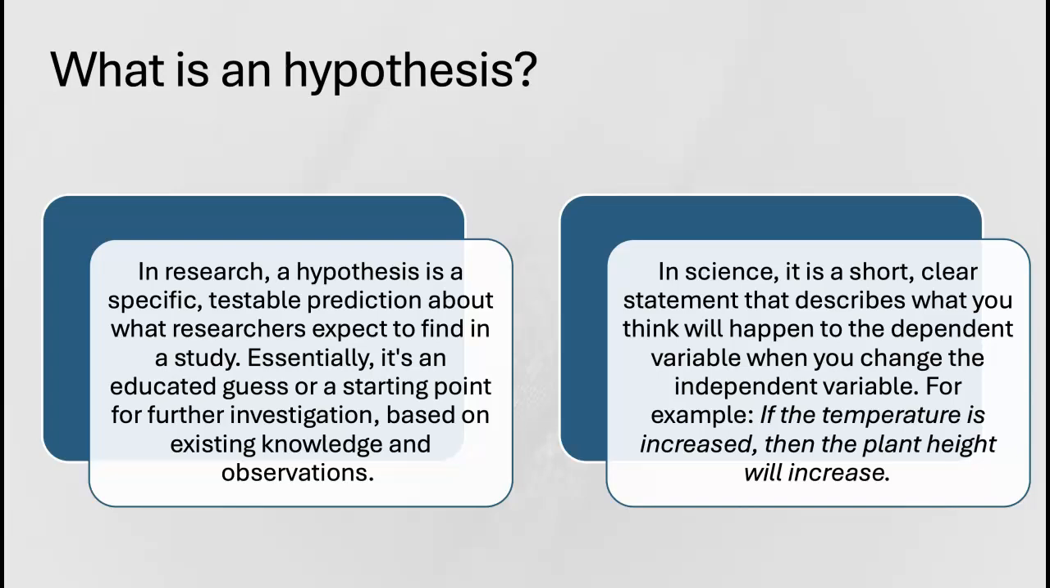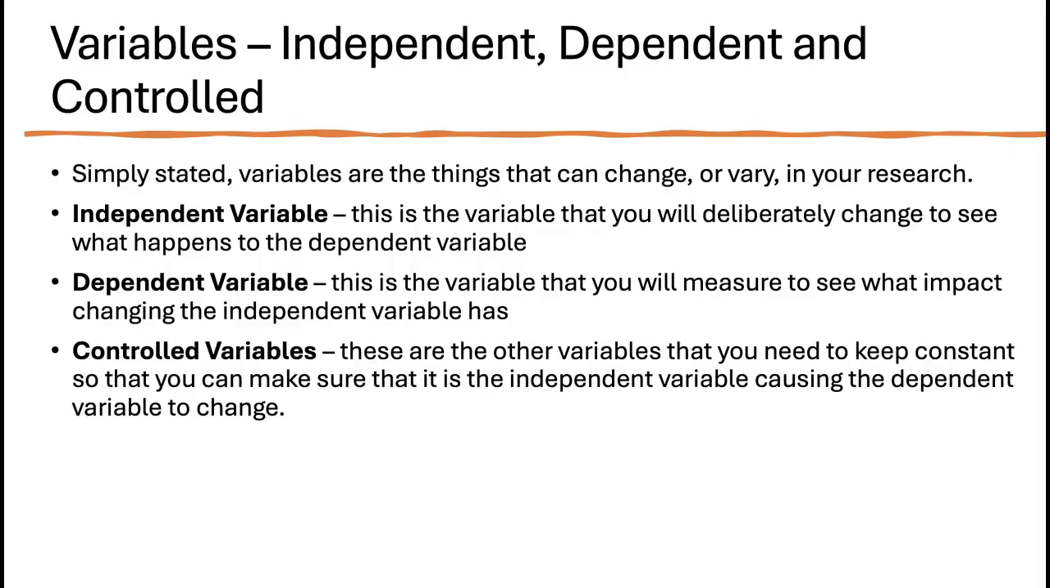In science, it's a short, clear statement that describes what you think will happen to the dependent variable when you change the independent variable. So, for example, if the temperature is increased, then the plant height will increase. Okay, I've got my two variables in there. So, we've got to talk variables, don't we? We talk about them a lot in science, so hopefully it's nothing new. Those who are doing a bit of psych will probably know about it already.